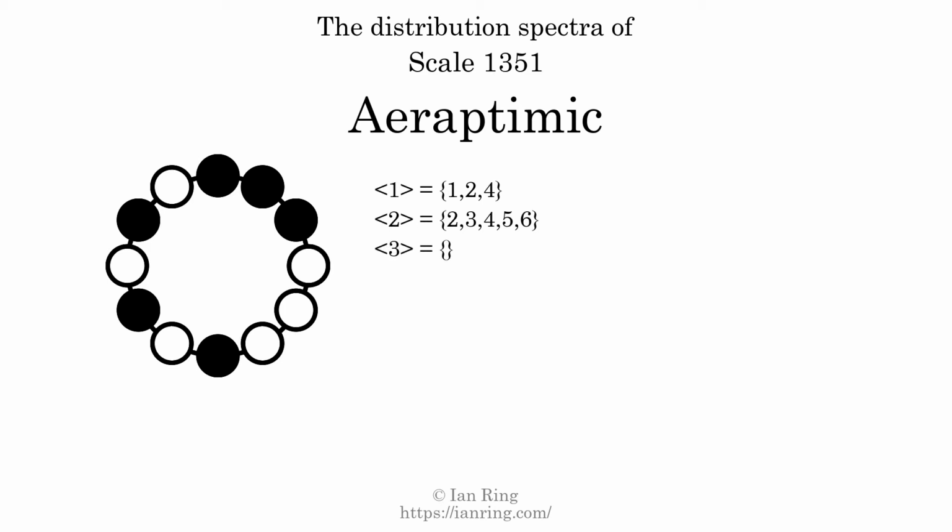The generic interval of 3 scale steps comes in 5 different specific interval sizes: 4 semitones, 5 semitones, 6 semitones, 7 semitones, and 8 semitones. The spectrum width of this generic interval is 4.